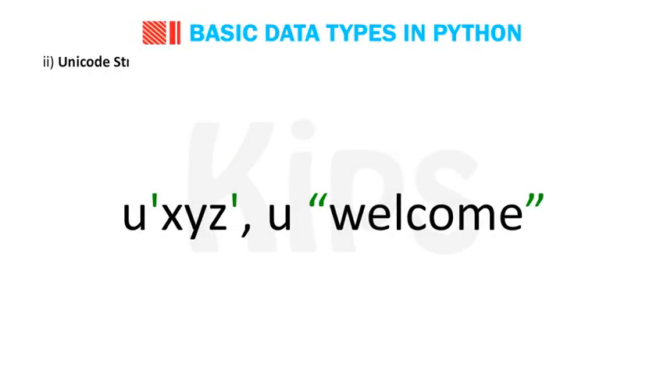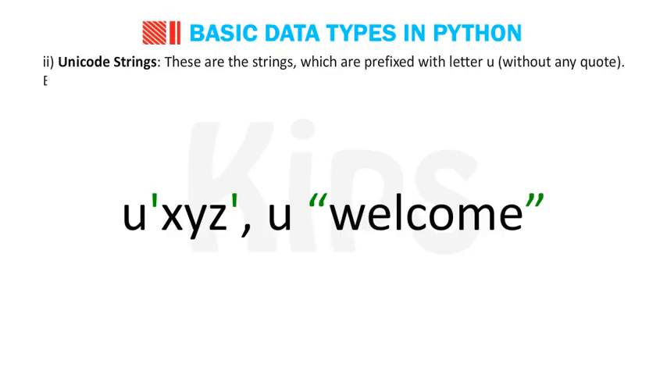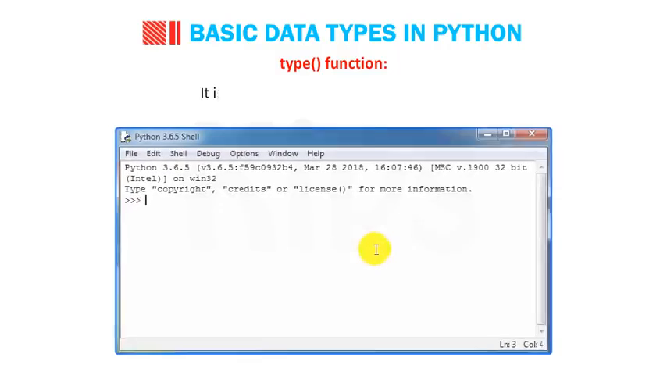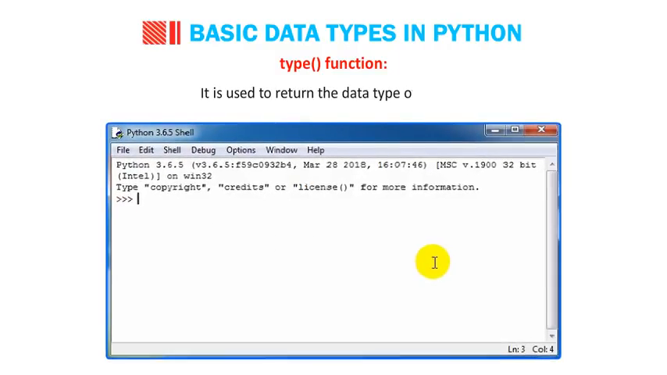Number 2, Unicode strings. These are the strings which are prefixed with letter U without any space. Example, u'XYZ', u"welcome", etc. The type function is used to return the data type of a value.